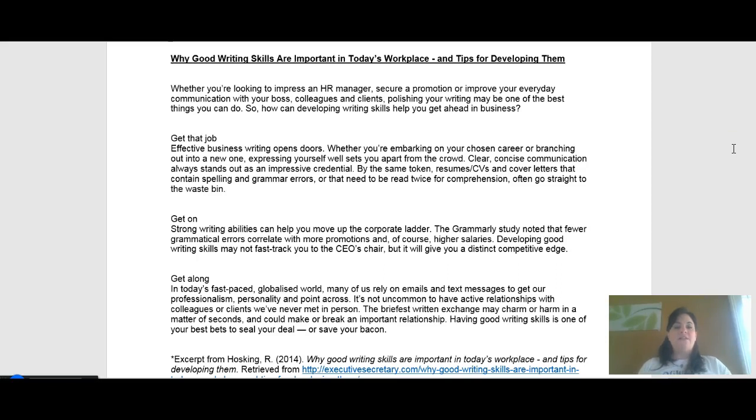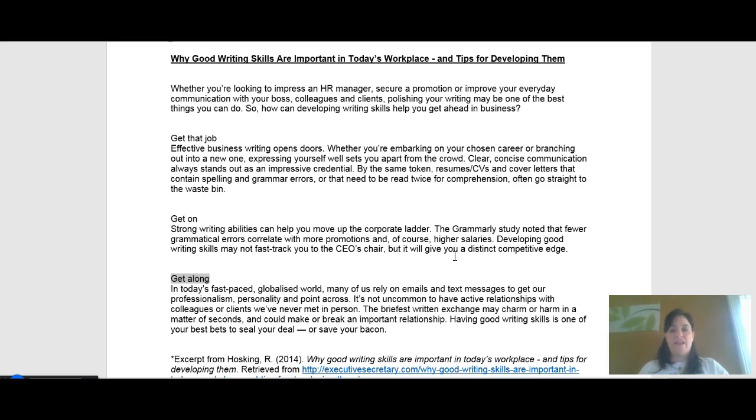Okay, so when I pre-read this document, it's very short and it's organized very simply in just 4 short paragraphs. I don't have a whole lot to look for here. I have a title, and the title tells me that what I'm going to be reading about is writing skills, why they're important in the job, and how I can make them better. Then I've got 3 little subsections: get that job, get on, and get along. I assume those are the reasons for why writing skills are important.